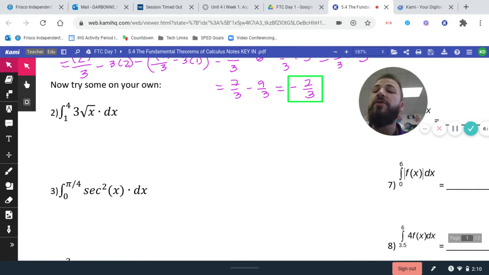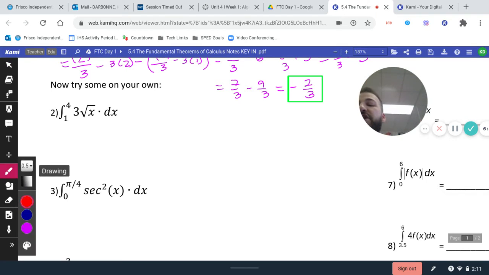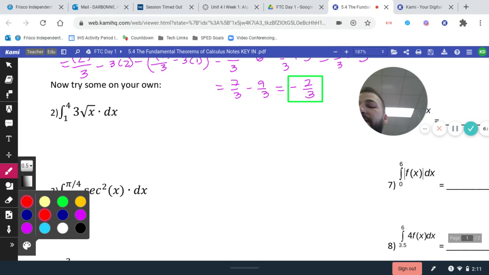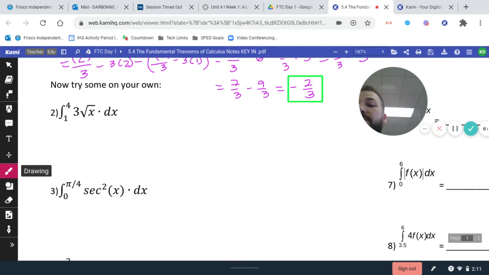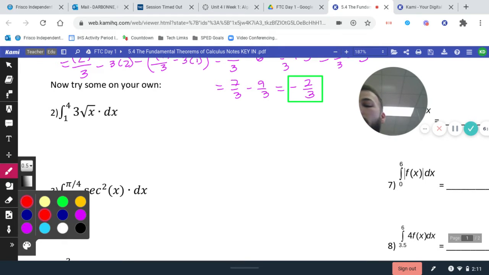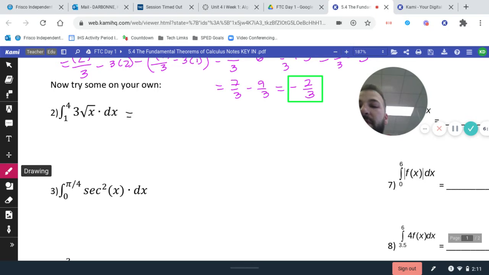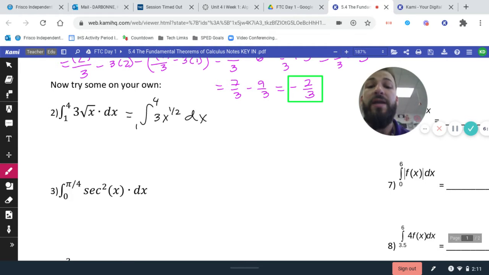So number 2, we have the integral from 1 to 4 of 3 times the square root of x dx. Once again, I want to integrate. Before I can integrate the square root of x, though, I do need to change that into x to the 1/2. So this becomes the integral from 1 to 4 of 3x to the 1/2 dx. Now I can evaluate that by doing my reverse power rule.